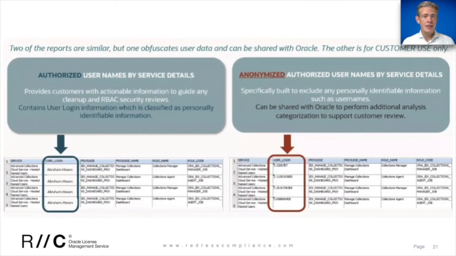The usage report can give you detailed information on who is accessing what in your service and when. This reporting is private to you and your organization. However, you do also have the option to create an anonymized copy of the very same report, which is built to exclude personally identifiable information such as usernames. This report can be shared with any third party, including Oracle, who can use the information to perform analysis on your actual cloud usage.